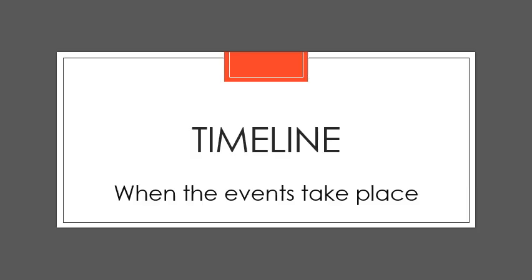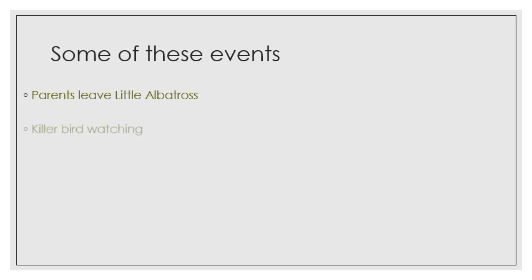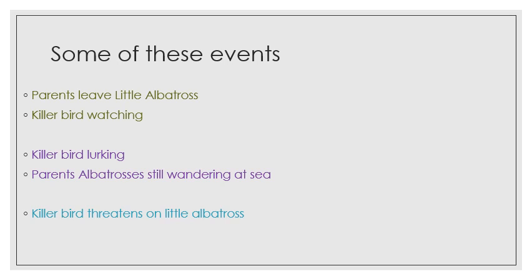Now, let's look at the timeline of when the events take place. How does the writer let us know what is happening and when? First of all, we see the parents leave the little albatross and the killer bird is watching. Then the killer bird is still lurking around while the parents are wandering at sea. Then the killer bird threatens the little albatross, but the parents escape in time to save their child.